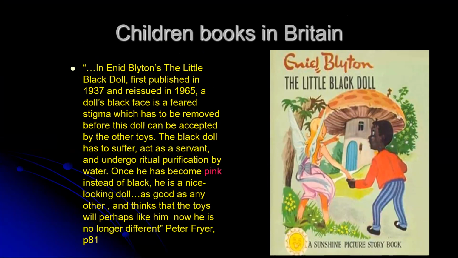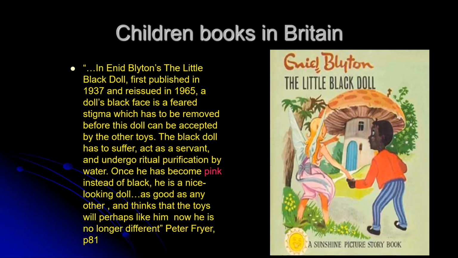We know they're talking about children. Toys don't speak or move. They don't. So we know they're talking about children. This is them trying to be clever now. The black doll has to suffer, act as a servant, which means a slave, and undergo ritual purification by water. Once he has become pink instead of black, he can't become white because why? Because he's dark and he's contaminated. This is what is being taught in children's books right up until the 1980s.